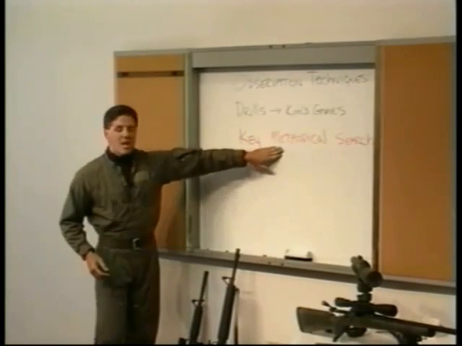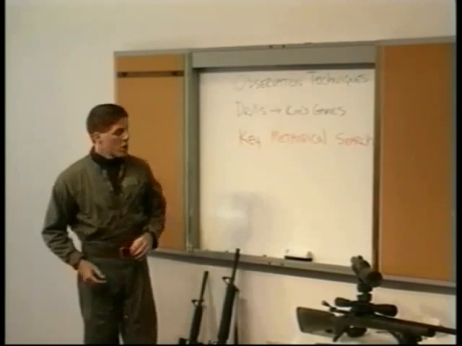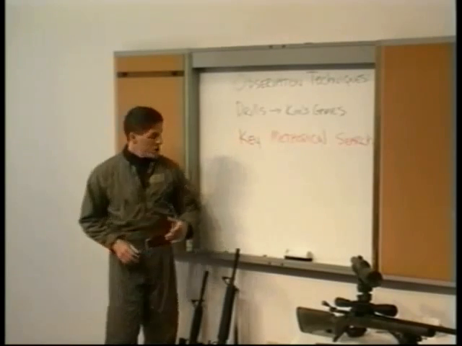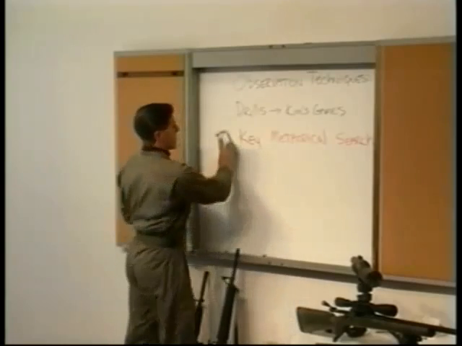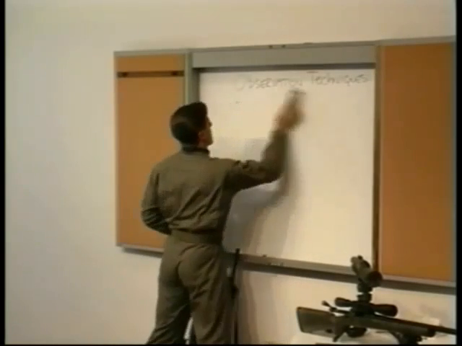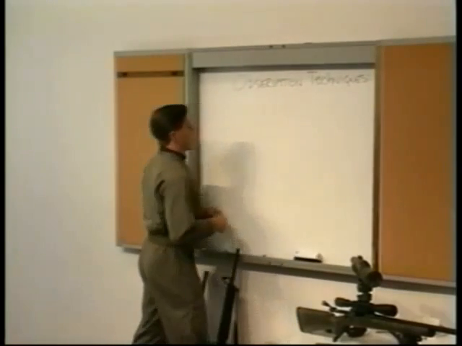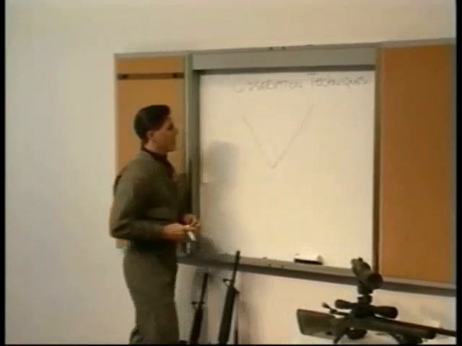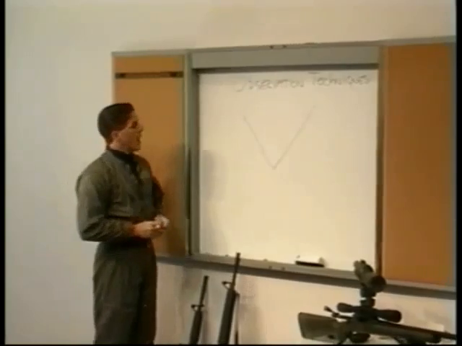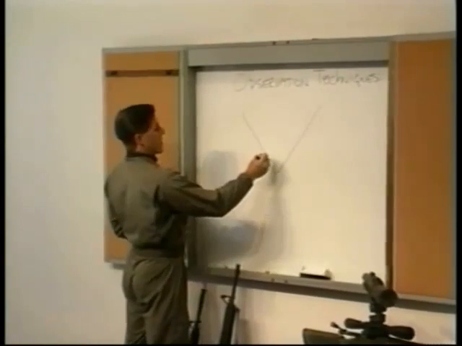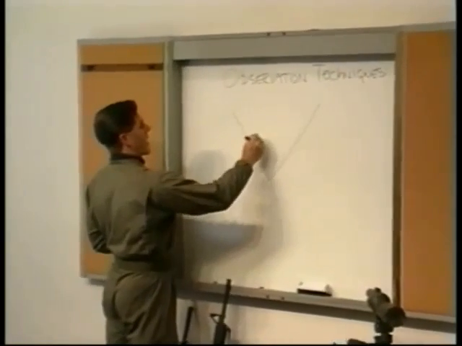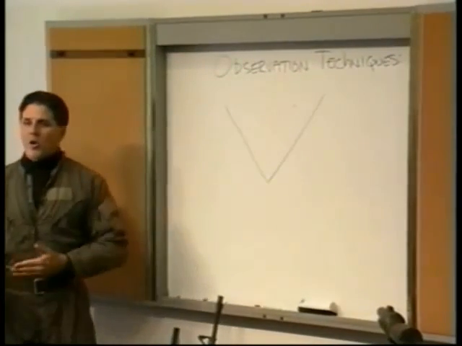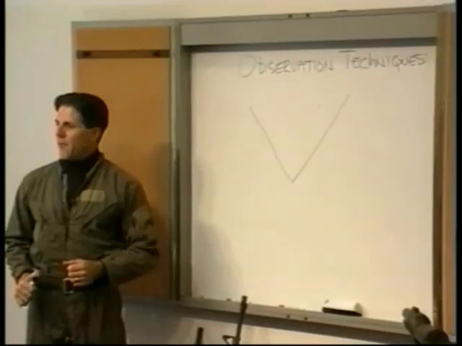What I want to emphasize is that the key to good observation is being methodical in your search. If this is the area I'm trying to scope and determine what's out there, what typically happens with somebody who's impatient is they just do little spot checks of what's happening out there, and they're not at all certain as to what they're looking at.